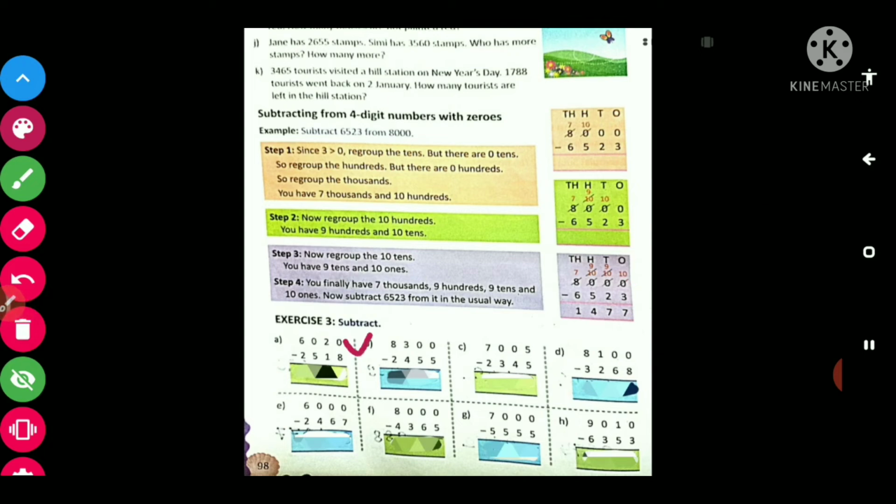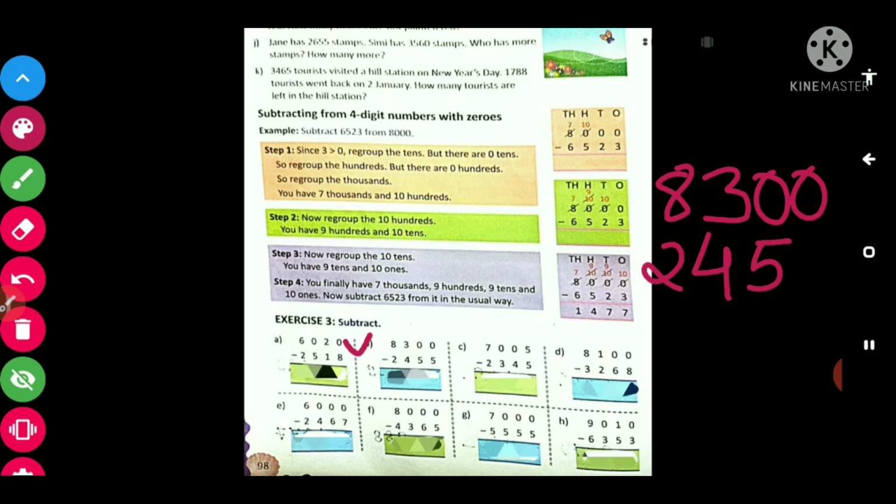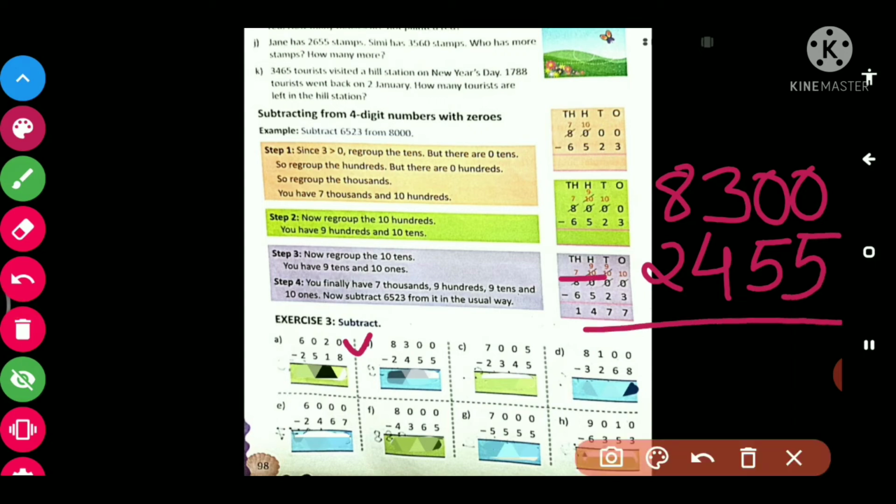See the B part. 8300, it is given here. 2455. We have to do subtraction. So now we'll start from ones place value. So this one is 0. It will borrow it from the next number, but here in the next number again 0 is there, right? This number can't give any number. Okay, we can't borrow anything from 0.